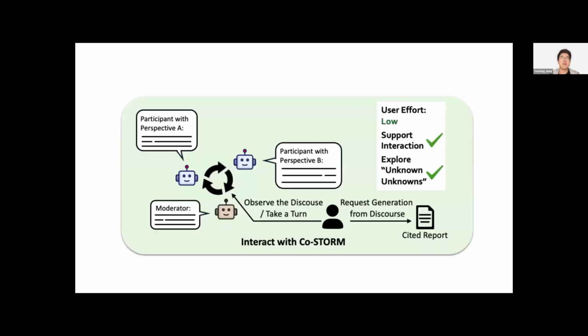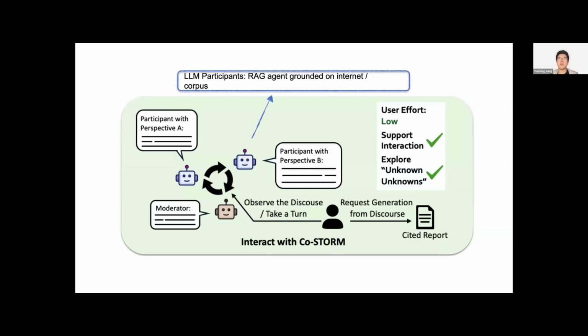So in such a context, we propose Co-STORM, which emulates a roundtable conversation containing humans and multiple language model agents. Those language model agents take two different roles. One role is language model participants. They ask questions to each other and answer questions based on grounded sources.